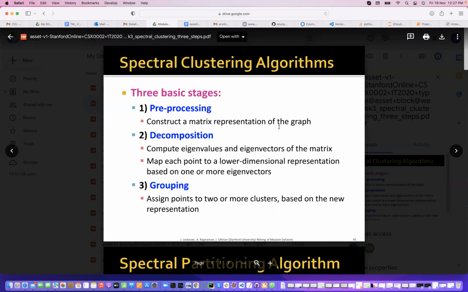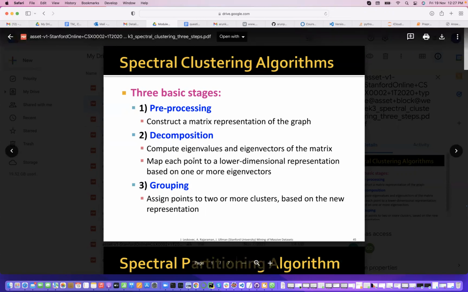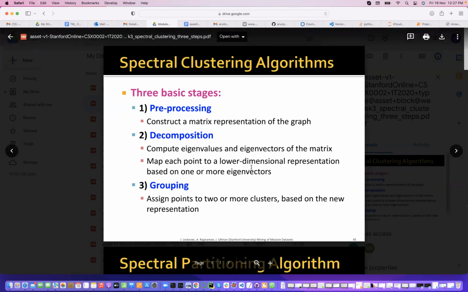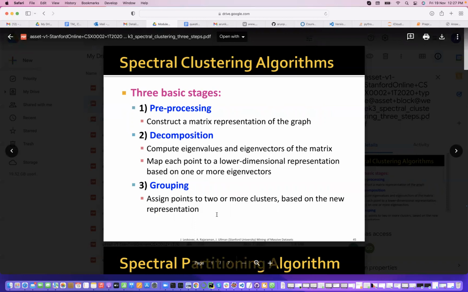So how do we implement these? Three basic stages of these spectral clustering algorithms. Construct a matrix representation of the graph, decomposition, compute eigenvalues and eigenvectors of the matrix, map each point to a lower dimensional representation based on one or more eigenvectors. So even if you get several eigenvectors, you take only one or two vectors so that you are reducing the dimensions. Assign points to two or more clusters based on the new representation.